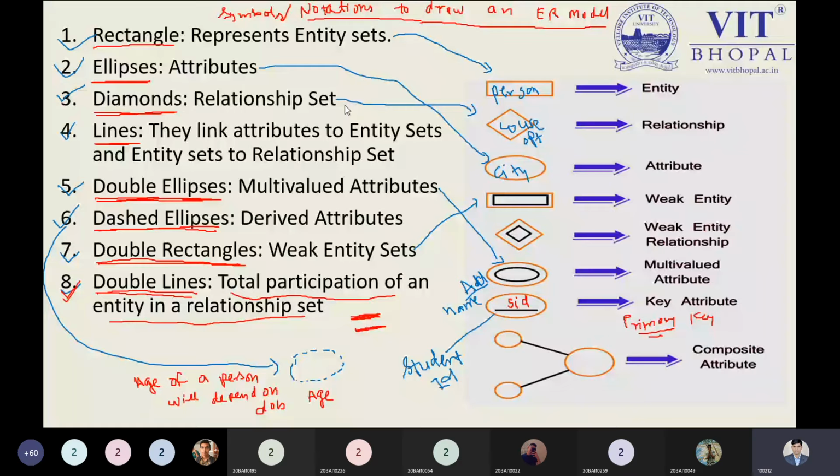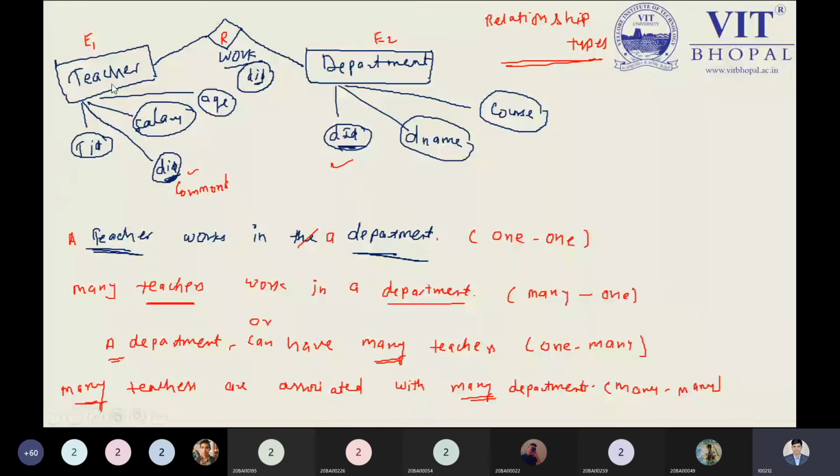So my dear students, take the teacher and department entities. If I'm not using department ID or teacher ID, then these entities become weak entities. But if I use them, they become strong entities, the entities which have key attributes. The entity which has key attributes is known as a strong entity. The entity which does not have key attributes is known as a weak entity. That is the difference we have to understand.